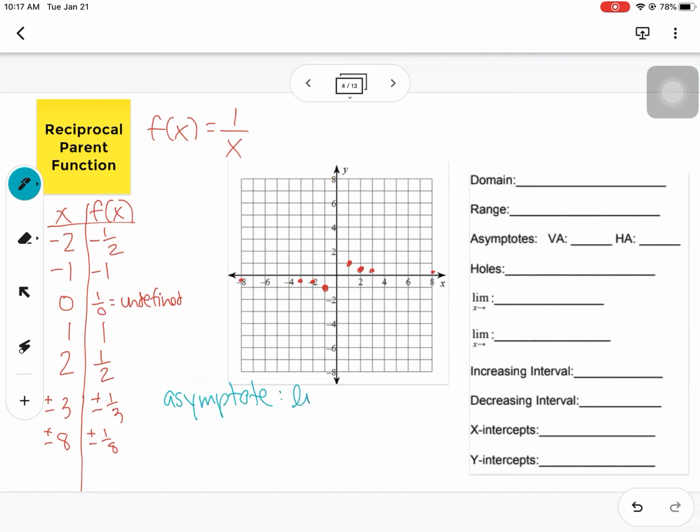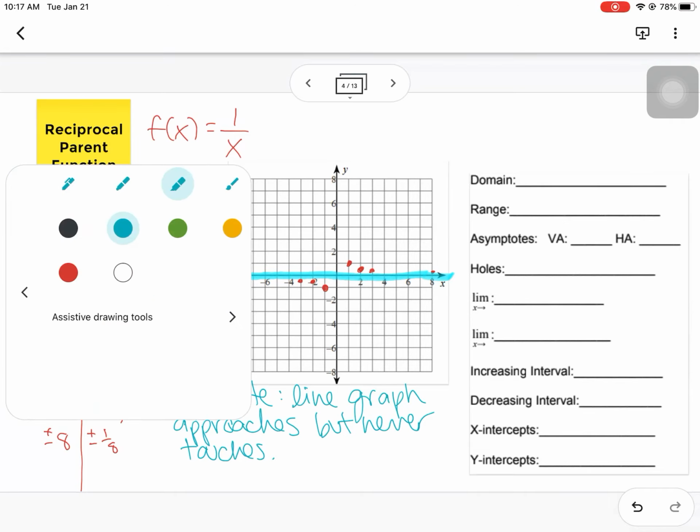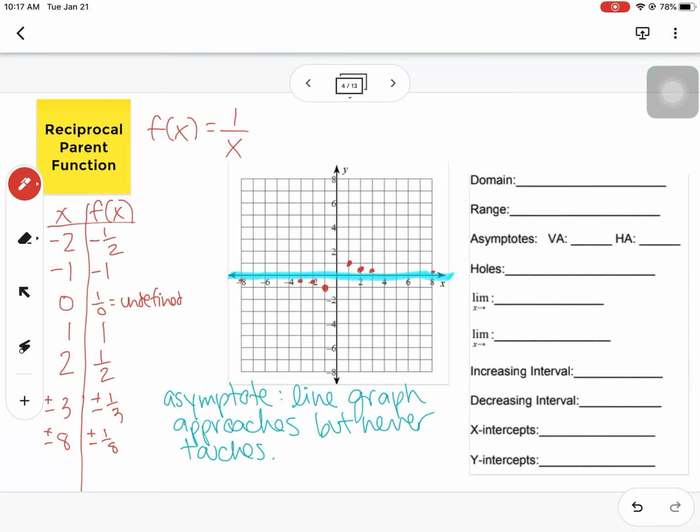An asymptote is a line that the graph approaches but never touches. It's mathematically impossible to get that value out. In this graph, one of our asymptotes is this x-axis, or the line y equals 0, because our graph will never touch that line. It's going to approach it. I'm going to draw in just the outside portions of this graph. It's going to approach it, but it will never actually touch it.